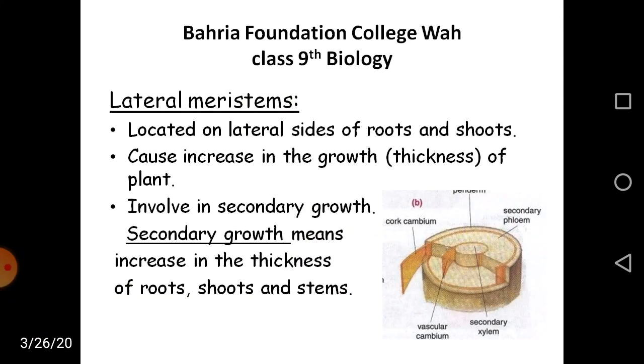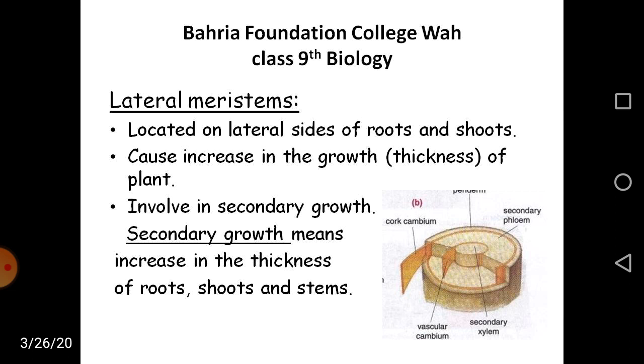The second type of meristem is lateral meristem. Lateral meristem is present at the lateral sides of the roots and the shoot, as you see in the diagram, around the stem. The cork cambium and the vascular cambium that are labeled in this diagram are the two types of lateral meristem: cork cambium and vascular cambium.